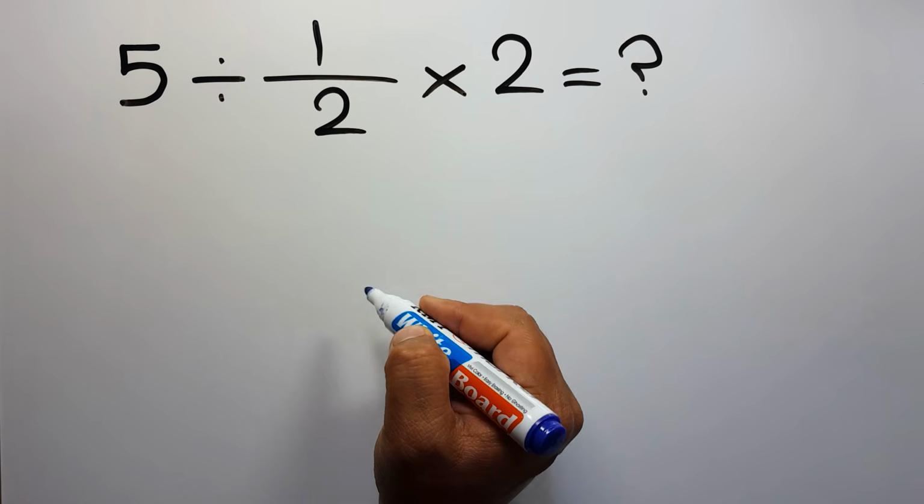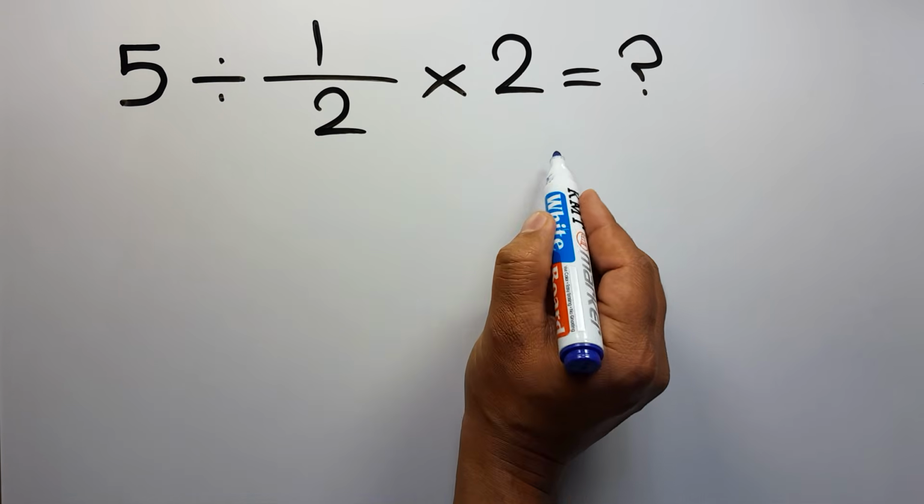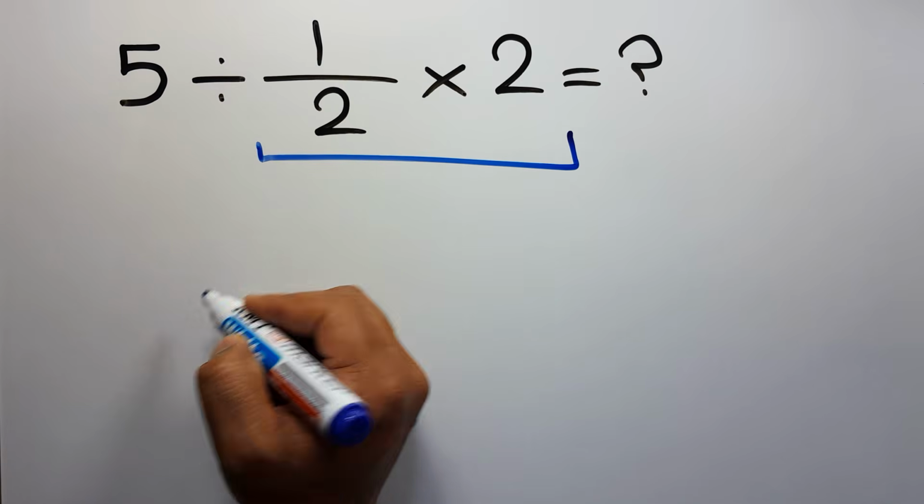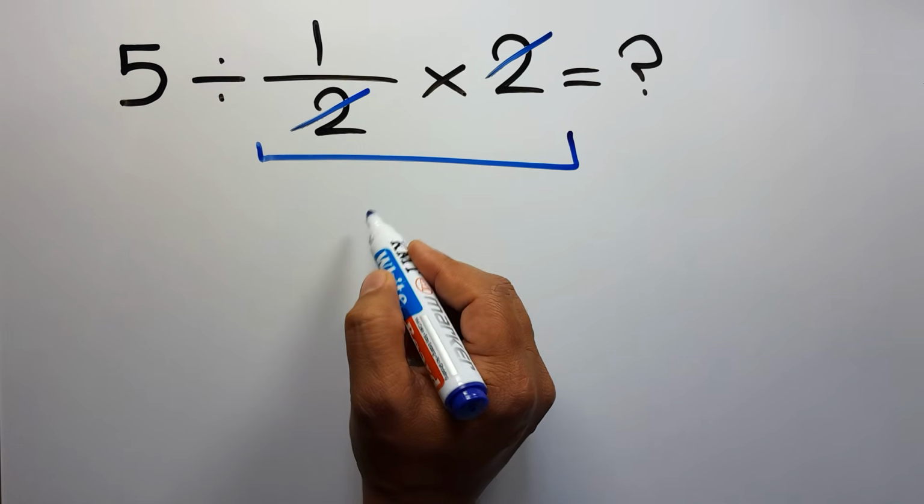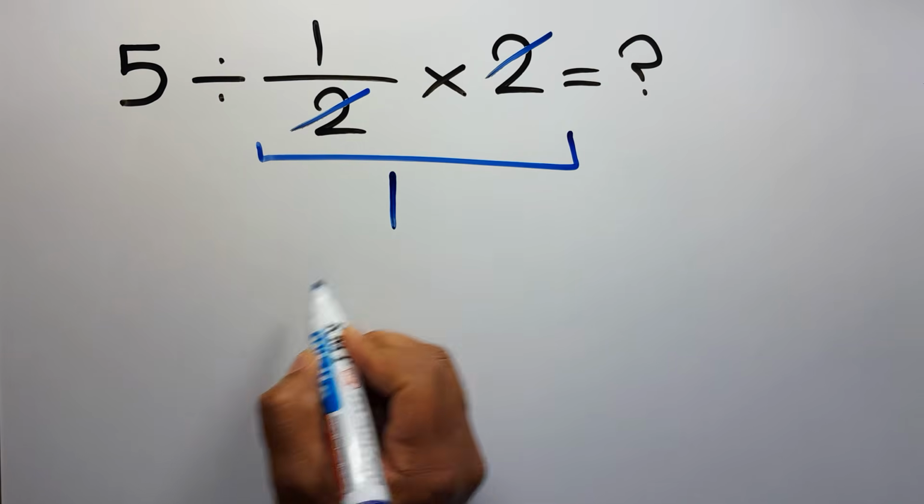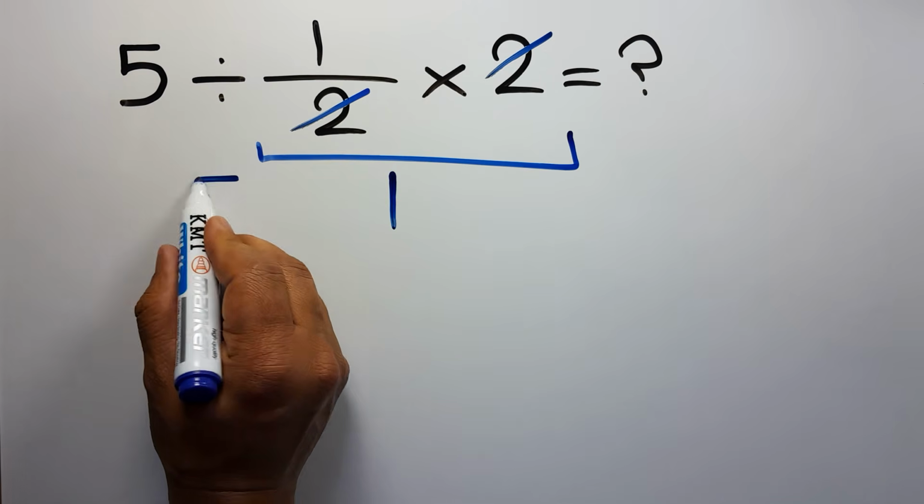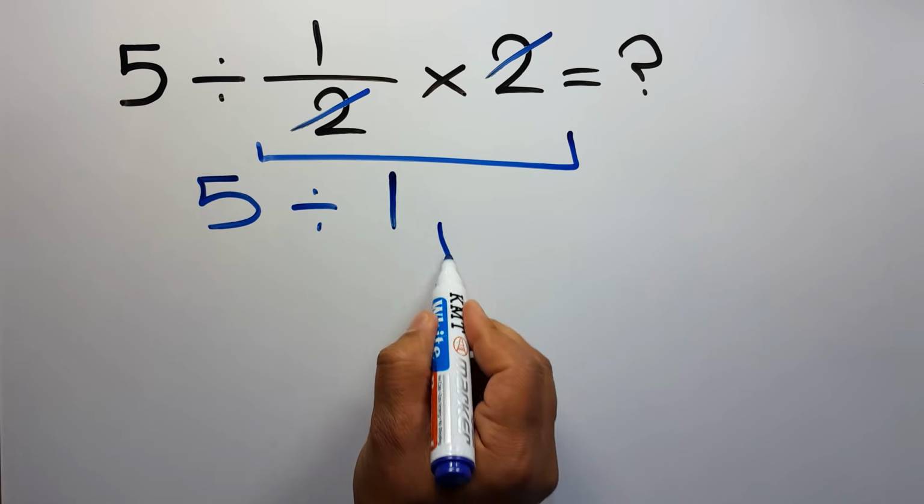First we do this multiplication. 1 over 2 times 2. We can easily cancel this 2 and this 2. So here we have just 1. And the 5 divided by 1 is just 5.